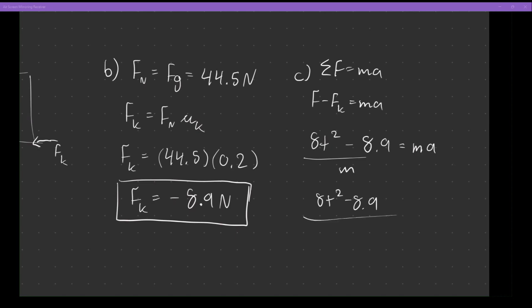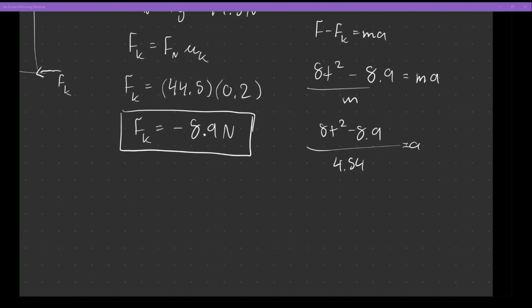M wasn't given. They gave us the weight of the block, which is 44.5. You can divide by 9.8 to find that m is 4.54, equals a. Simplifying this, you get a is equal to 1.76 t squared minus 1.96.